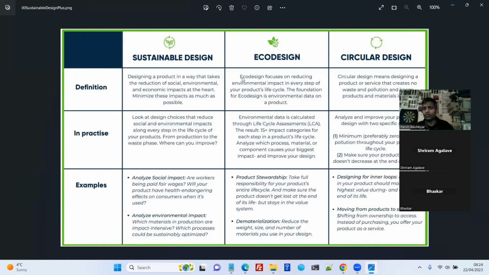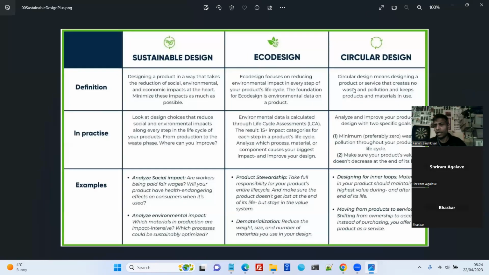Eco-design focuses on reducing environmental impact in every step of your product life cycle. The foundation of eco-design is environmental data on the product. Circular means designing a product and service that creates no waste and pollution and keeps products and materials in use. But sustainable covers all of them. Sustainable means it is a superset of everything. So I'll let you read through.